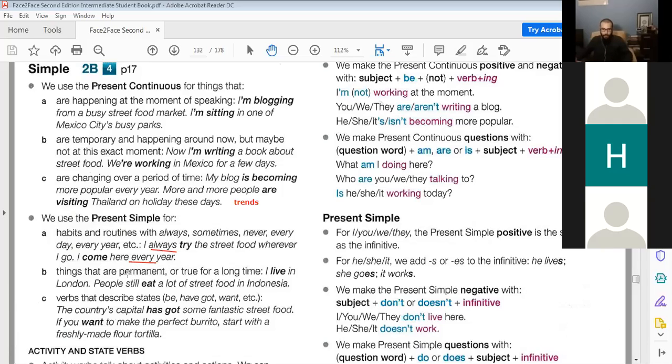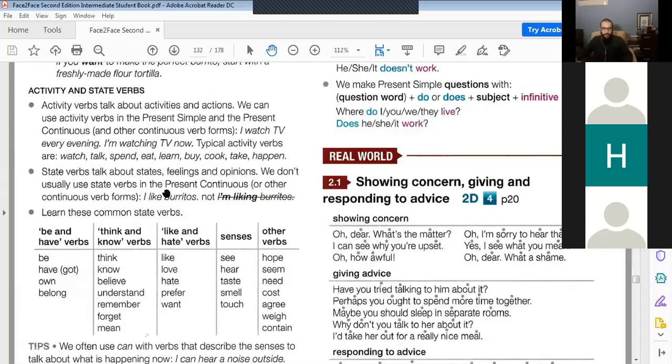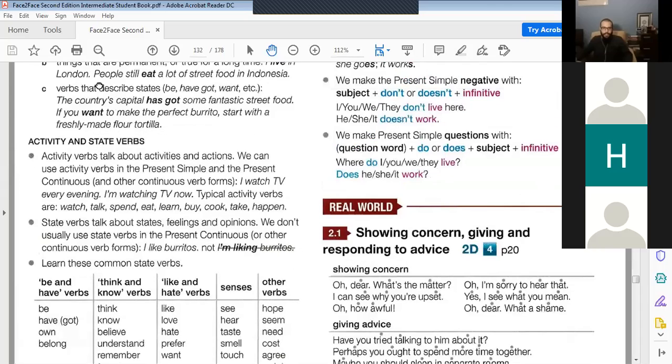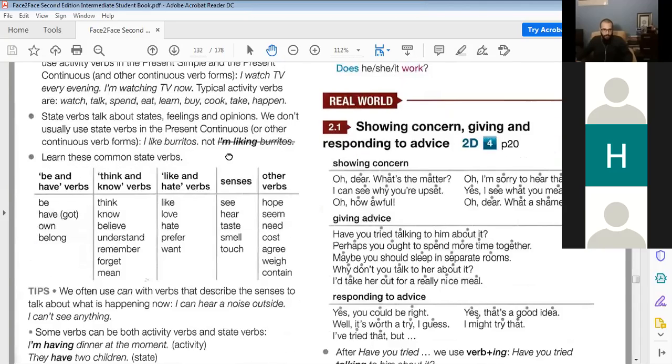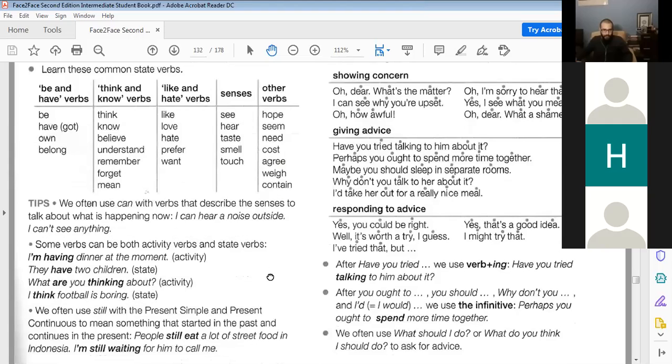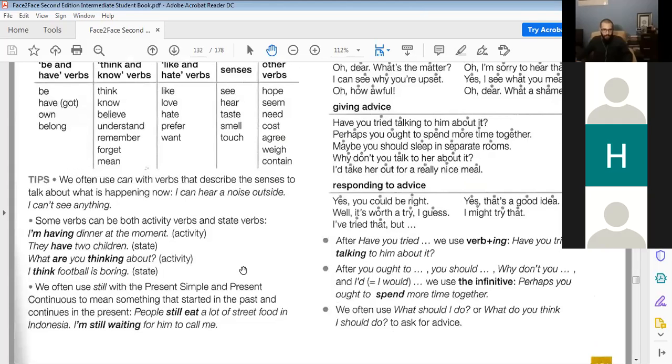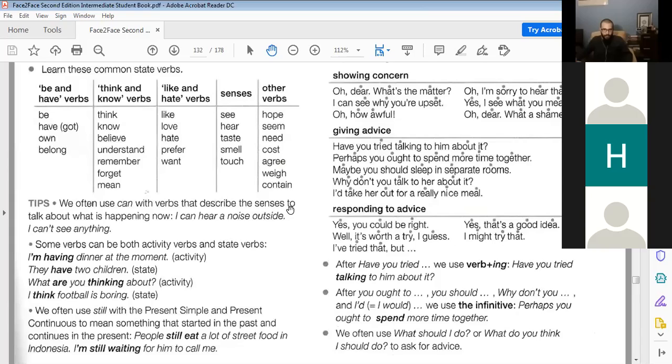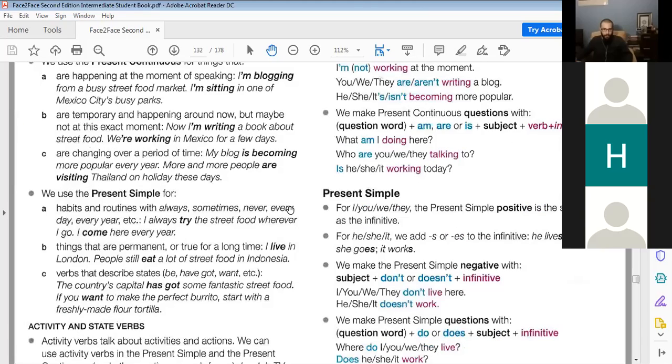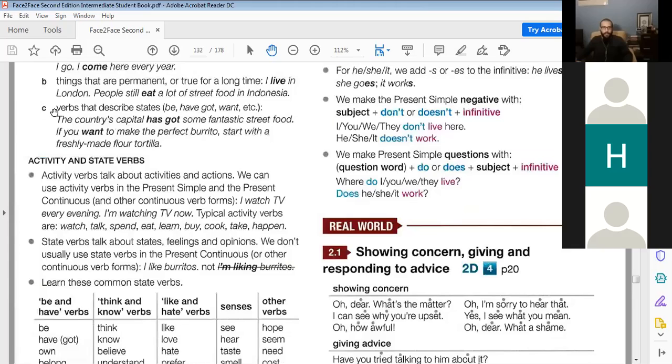And of course the state verbs, which you understand. Now let me show you the answers to activity and state verbs, and we also have some nice tips. Okay, so here I think it's time to show you. Okay, but let's see this first.